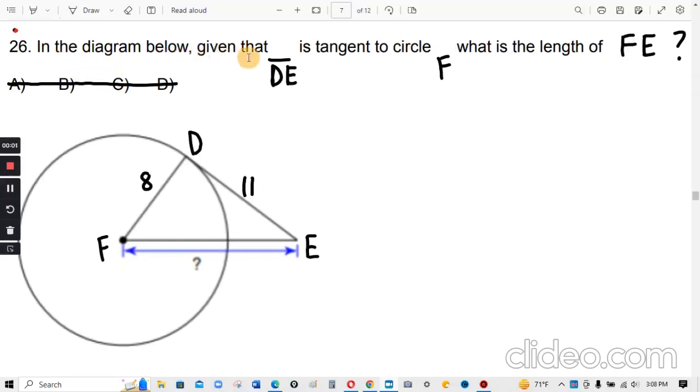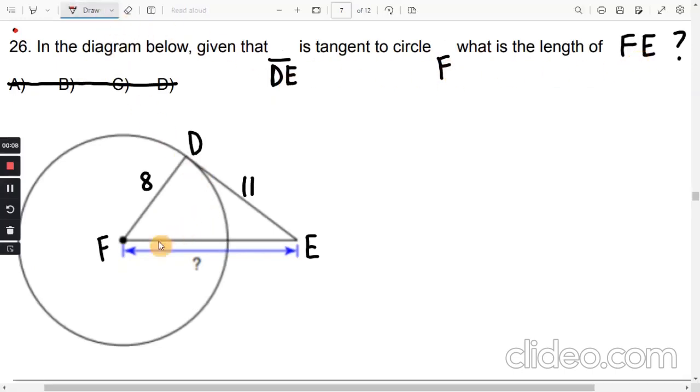In the diagram below, given that DE is tangent to circle F, what is the length of FE? All right, so we're looking for the length of FE right here. If DE is tangent, this line here, and circle F, this is the center, this is a radius. The tangent line and the radius make a right angle.